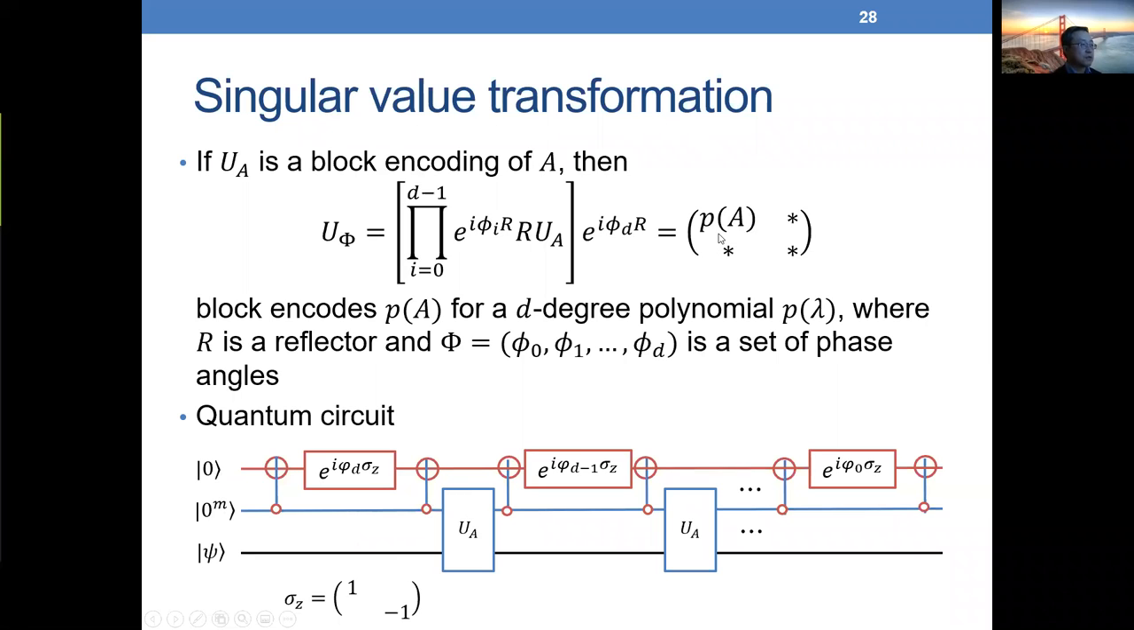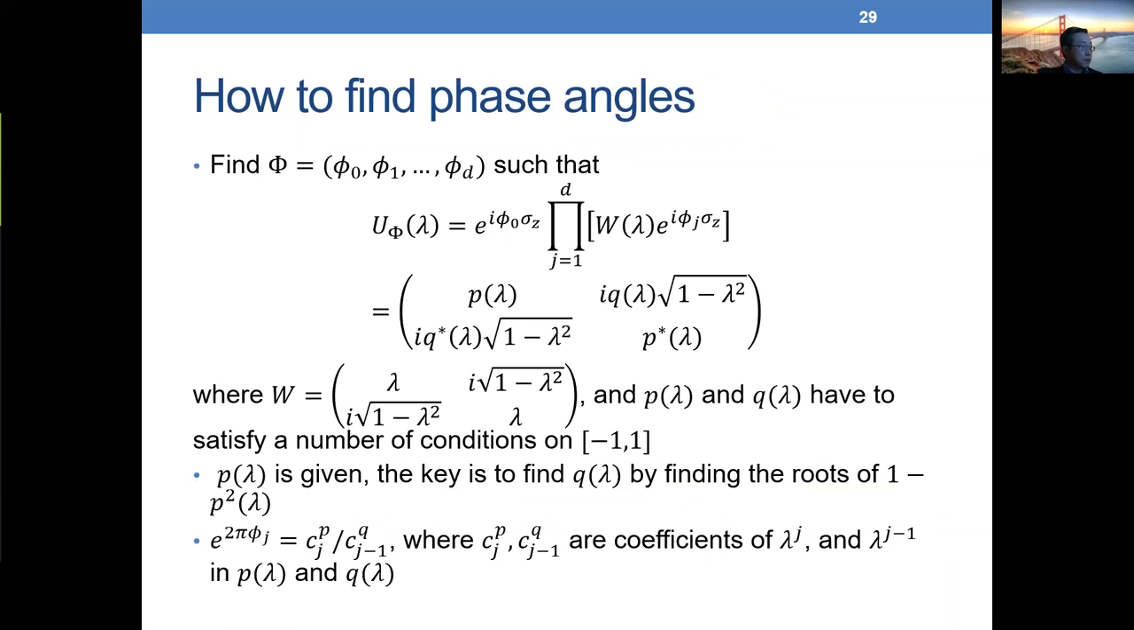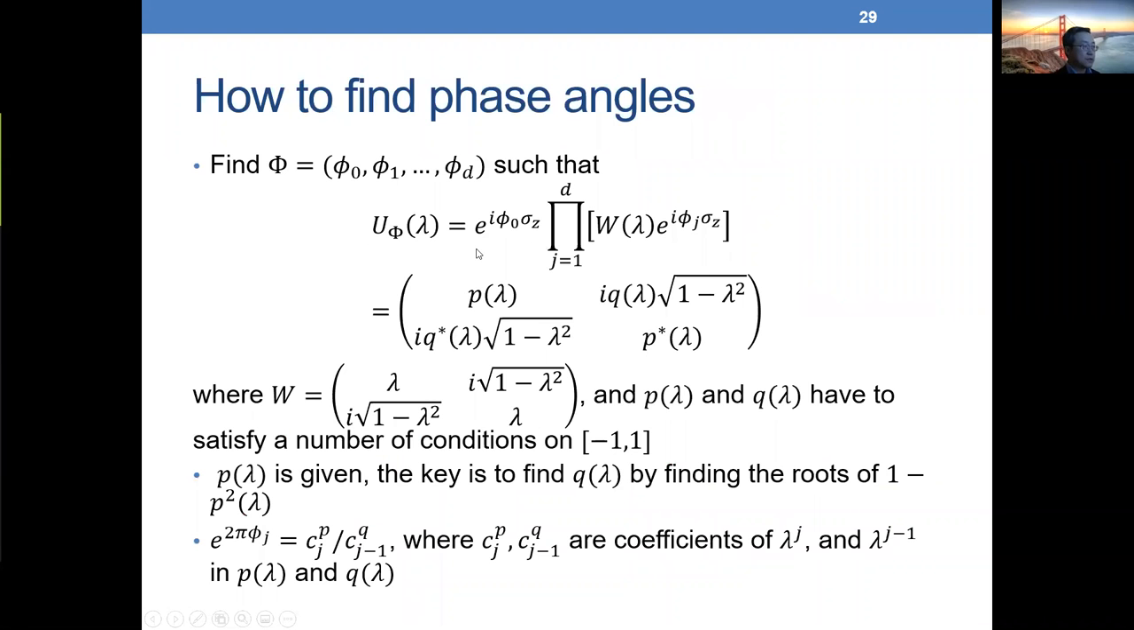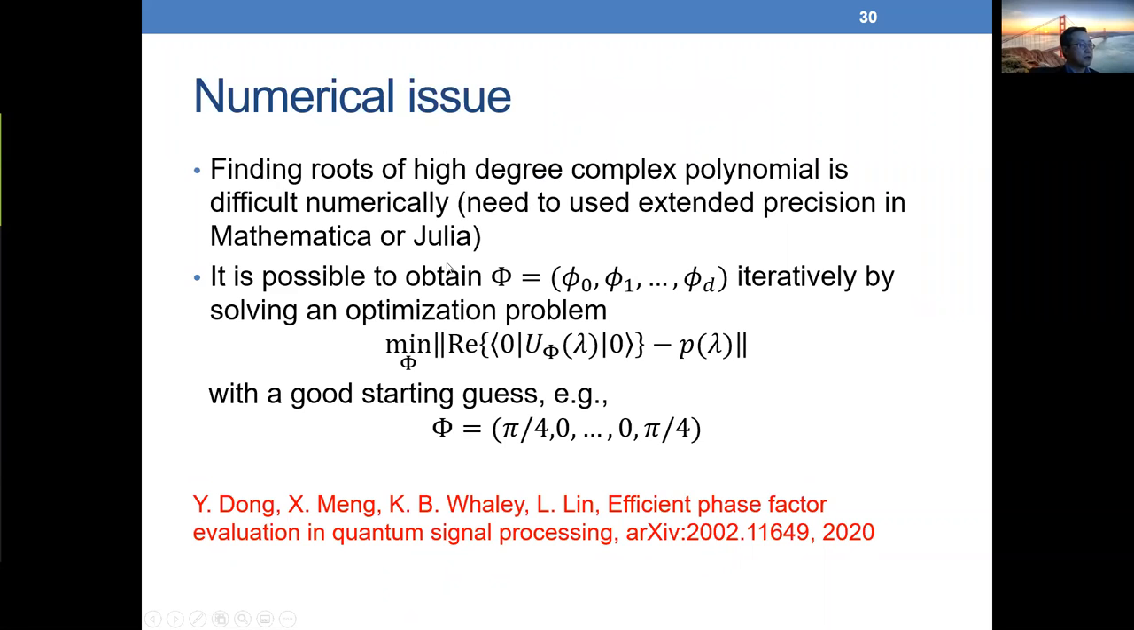You can actually do this not just for a polynomial, but you can do a singular value decomposition analysis on that, but I won't go through it in detail. The key is, how do we actually find these phase angles? It turns out that to find the phase angles, you have to find the roots of some polynomial, which is very difficult.